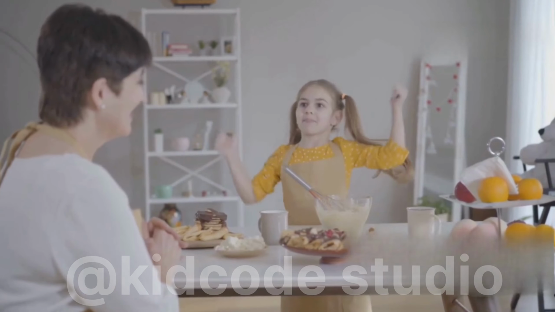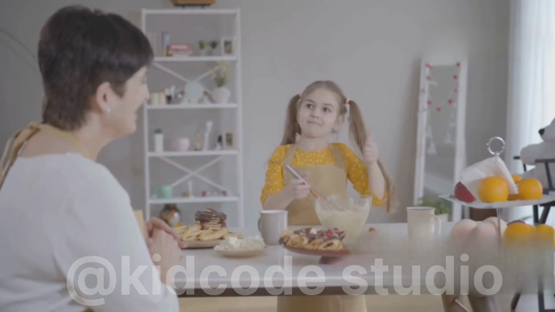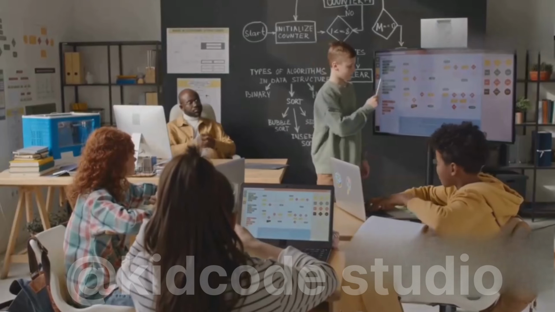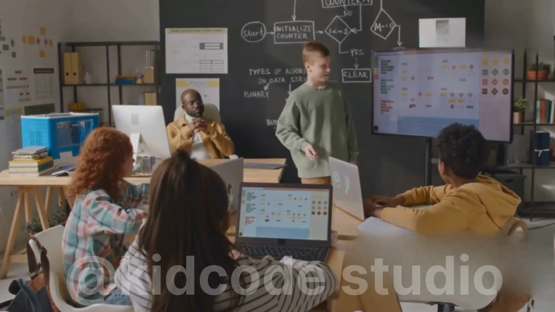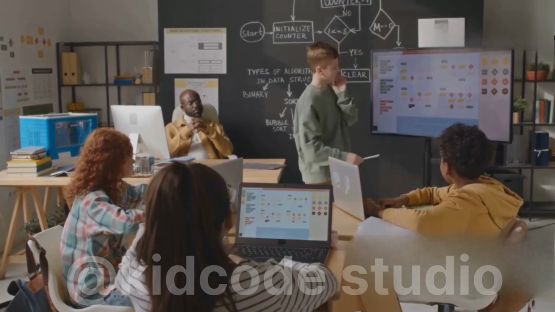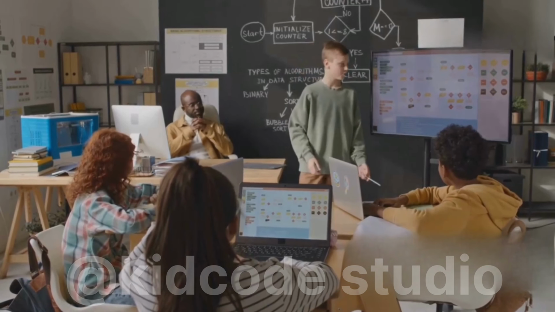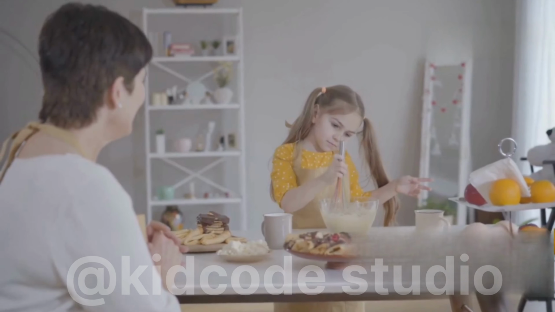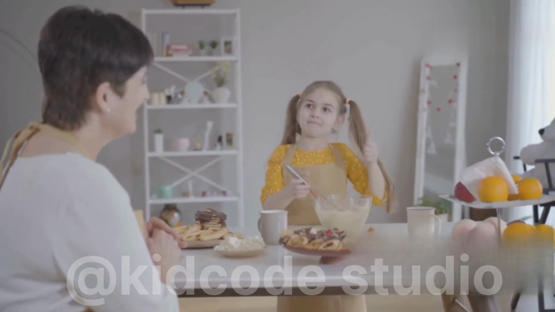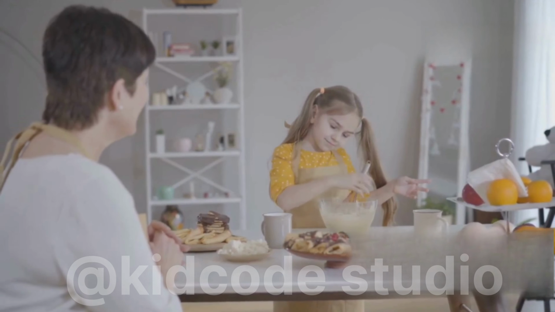What is an algorithm? An algorithm is a list of instructions to solve a problem or complete a task. Think of it like a recipe for your favorite cake or a set of directions to reach a friend's house. For example, if I want to sort my toys from smallest to biggest, I follow steps. That's an algorithm.